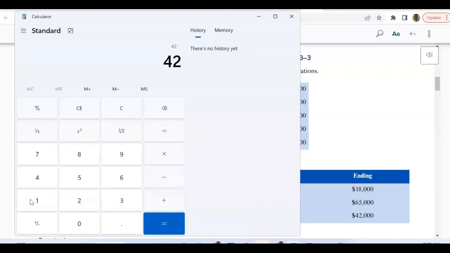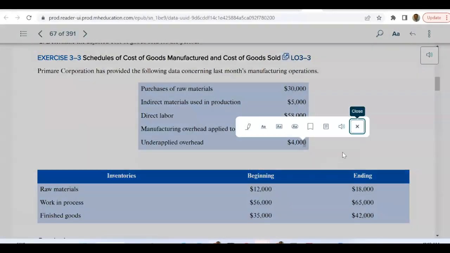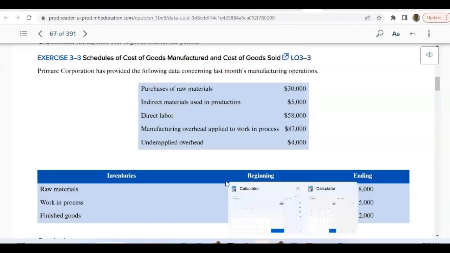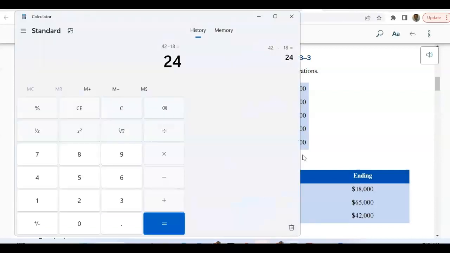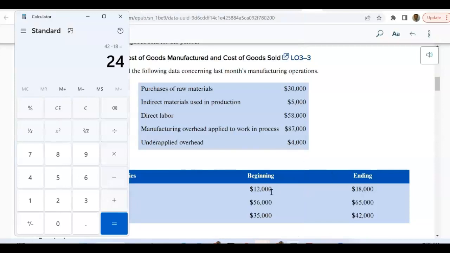$42,000 minus $18,000 left over. So that's $24,000 used. Right? 24,000. So beginning 12 plus 30 is 42, minus 18 is 24. Out of the 24 that we used, 5,000 is indirect. So 24 minus 5 means 19,000 is direct material.